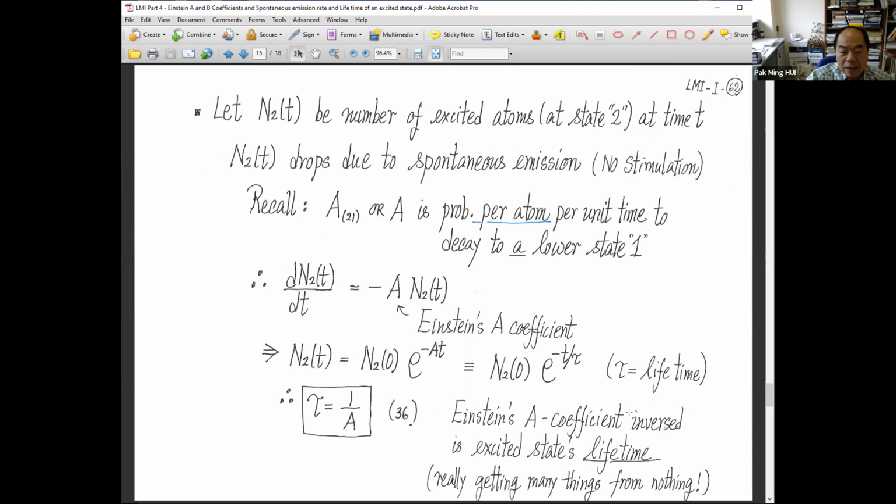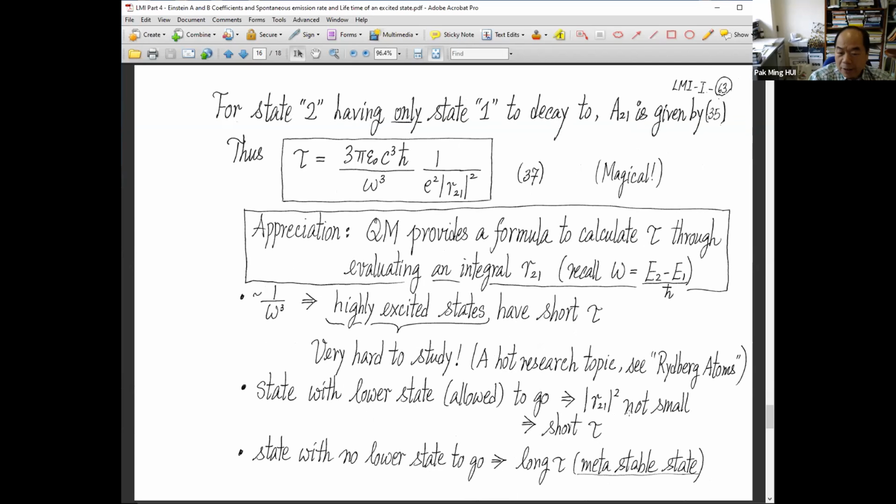But actually, the lifetime of an excited state is more complicated than that, because an excited state may decay to here, to here, to here. There may be many lower states that this excited state can decay to. Therefore, we need to sum up all these possibilities. Nonetheless, if the 2 only has one state 1 to go to, we can calculate lifetime explicitly.